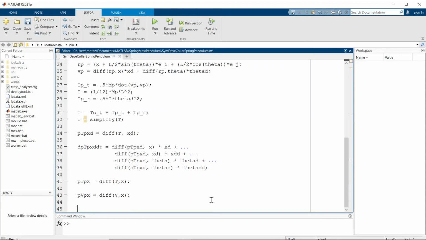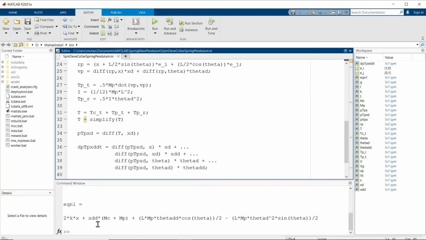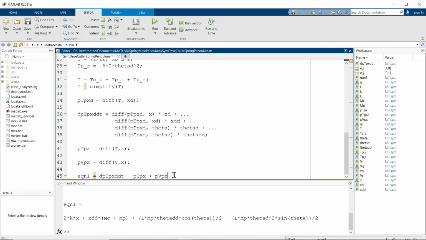And then equation 1 will be the first term minus the second term plus the third term. Equation 1, we'll call it this minus this plus this. Let's have a look at that. And there's your first Lagrangian equation of motion with respect to x.